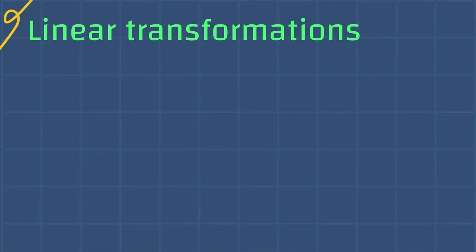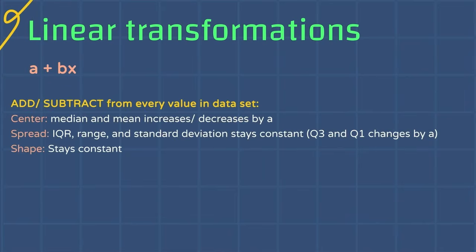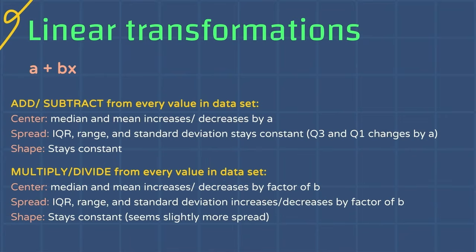And now we'll be learning about linear transformations, which is a plus bx. a represents the y-intercept and b represents the slope. If we add or subtract a from every value in the dataset, our center, the median and the mean, would increase or decrease by a. The spread, the IQR, the range, and the standard deviation would stay constant. Q3 and Q1 would change by a as well, but Q3 minus Q1 would stay the same, thus IQR would stay the same. And the shape always stays constant.